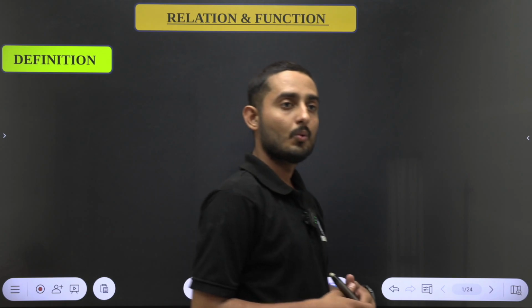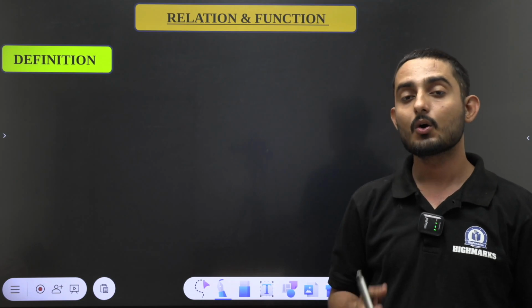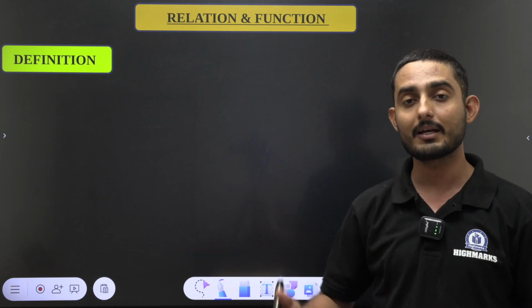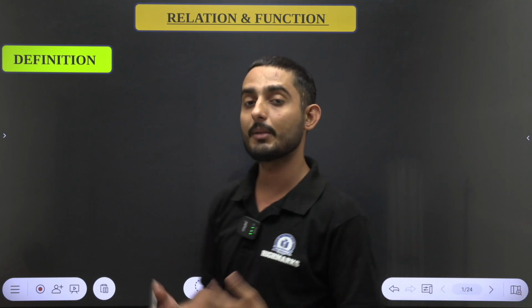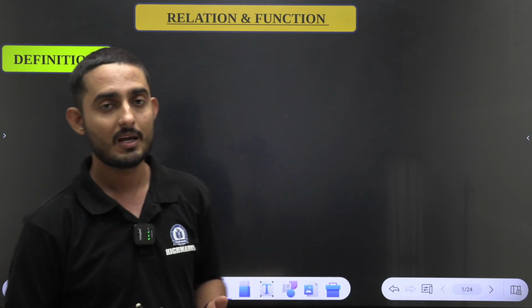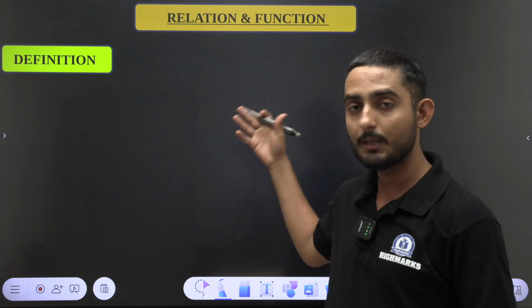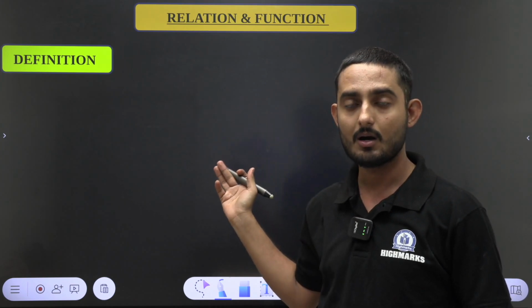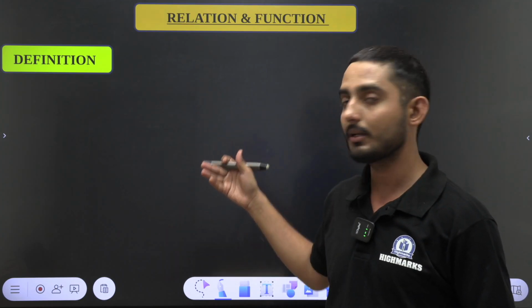Also, we have discussed many kinds of relation there. We have gone through the reflexive, symmetric, transitive relation, and then we have proved what is the meaning of equivalence relation. And now in this topic we are going to study relation deeply. How can we prove reflexive, symmetric and transitive? So there are many questions about that.